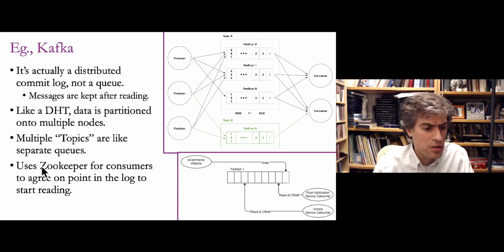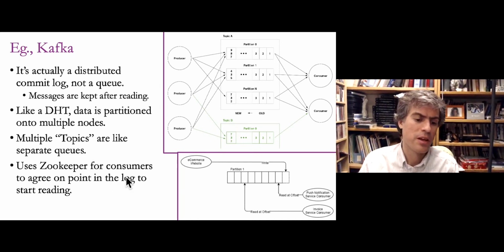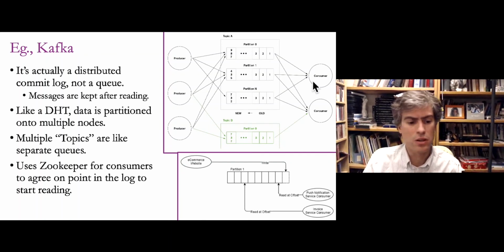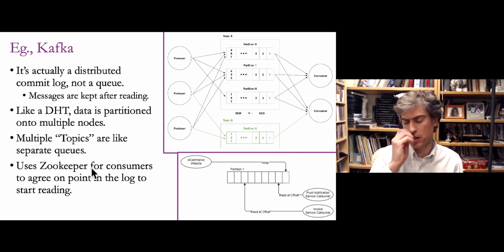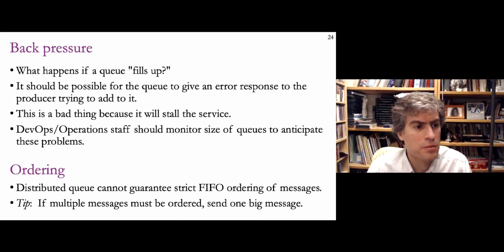Just as a little side note, it uses an open source software called Zookeeper for distributed consensus, which is a general distributed consensus system that allows the consumers to agree on the point in the log to start reading. That could have been implemented by Kafka itself, but they outsourced it to Zookeeper, which is a general system for getting a bunch of different machines to agree on something, which is an important fundamental problem in distributed systems.